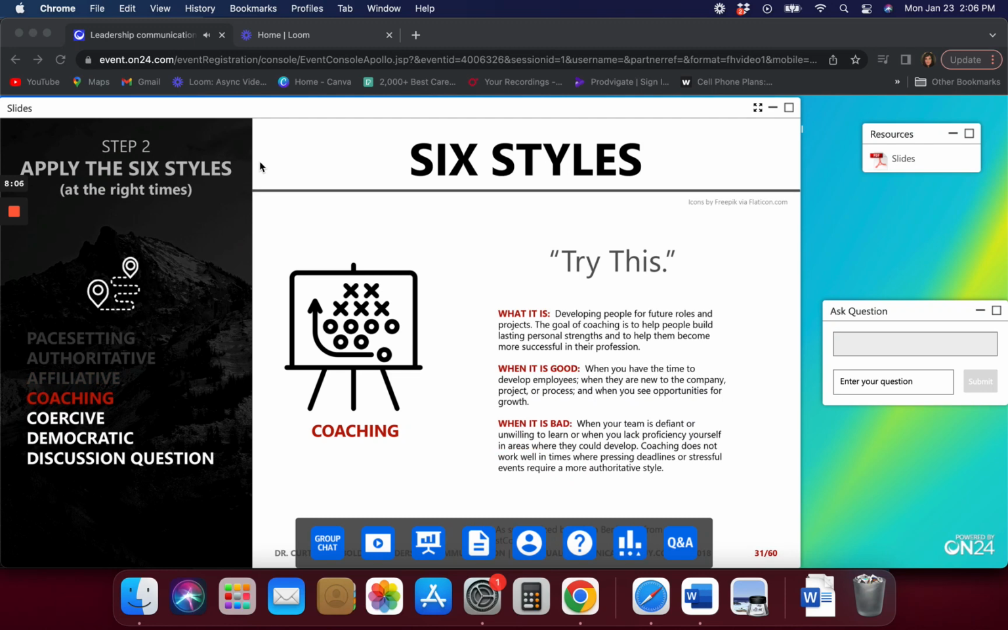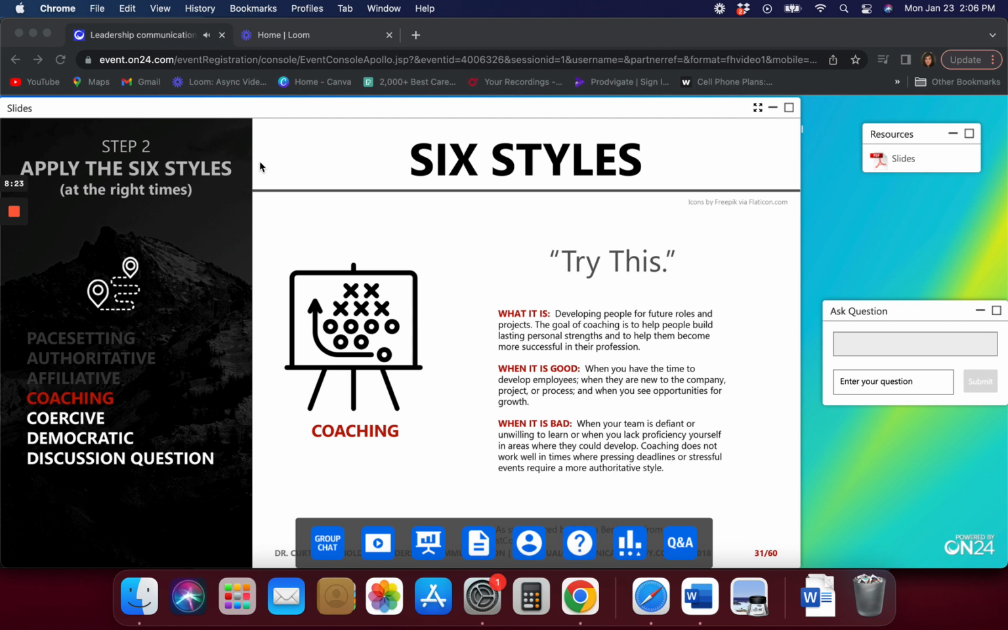All right, the coaching leader. This is developing people for future roles and projects. The goal of coaching is to help people build lasting personal strengths and to help them become more successful in their profession. So again, helping people really improve, taking the time to coach and lead that way.